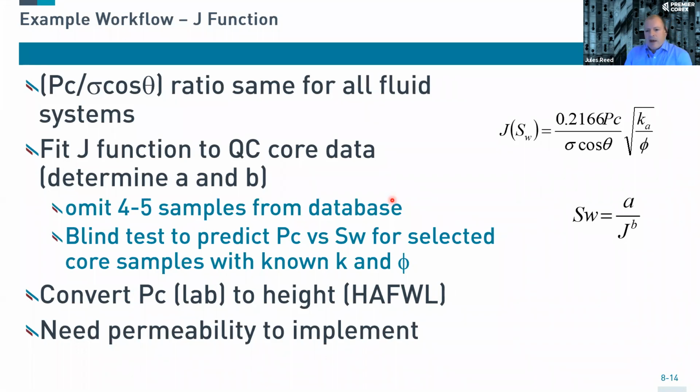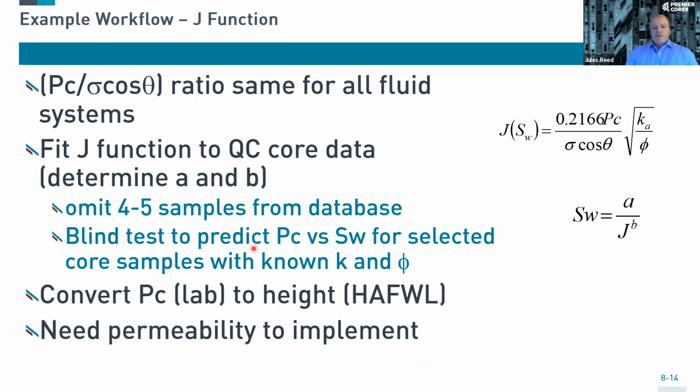So you calculate J based on the capillary pressure for each point that you've measured for every sample. What you can then do is plot all of that data as one data set. As long as they all come from the same rock type, you will see correlation. So they will correlate like this. Saturation is A over J to some power. Now, this can also be termed saturation equals A times J to a negative B.